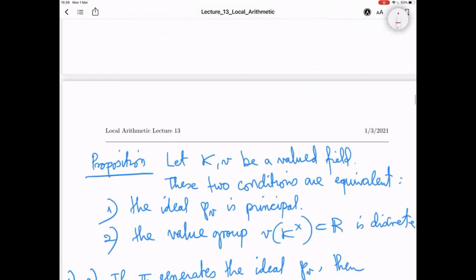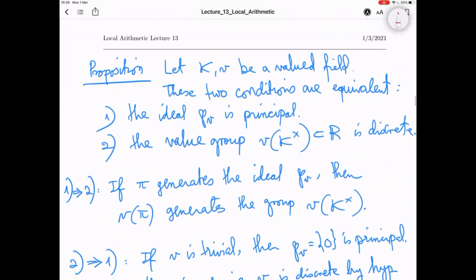So that's the notion of the equivalence of two valuations. Now we have this proposition. Before I state and prove it, I'd like to see if there are any questions. Okay, so there are no questions. Fine, let's continue.